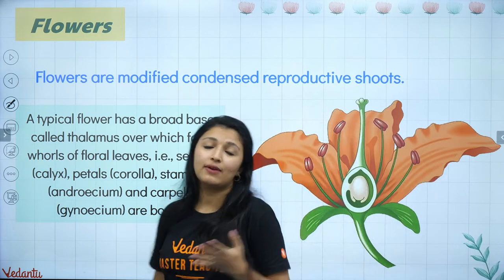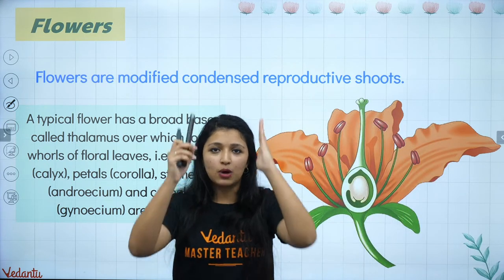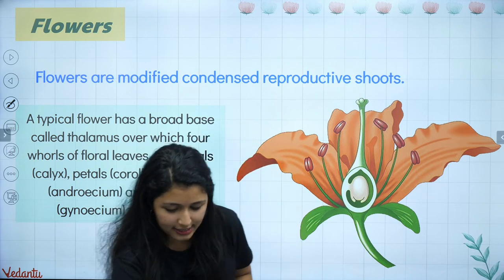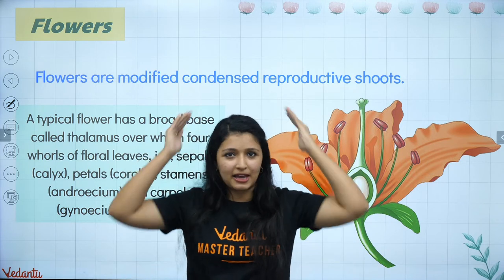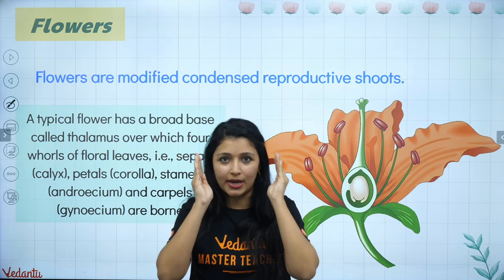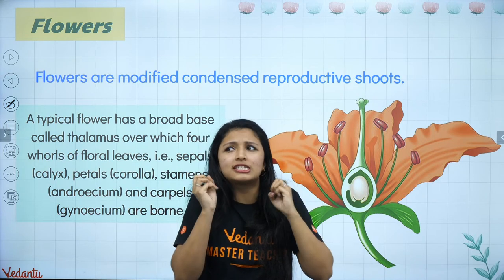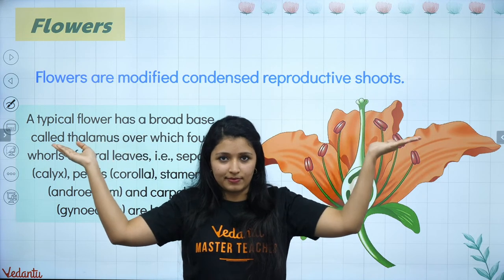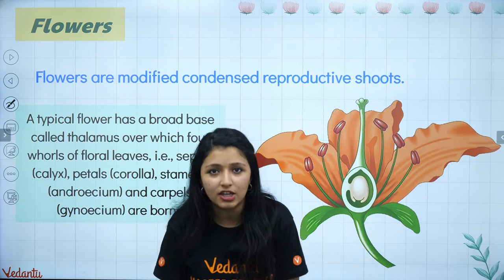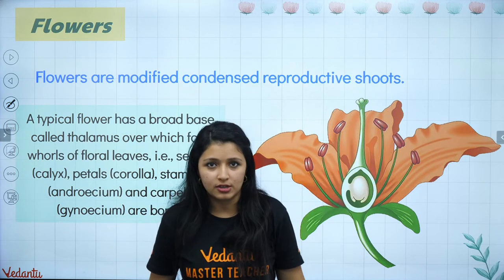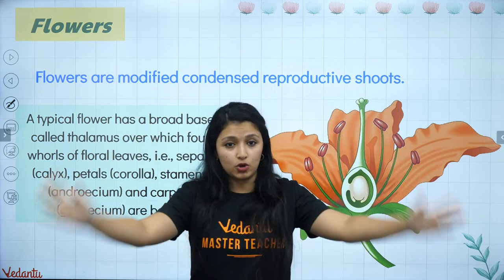Right. Now, flowers are modified condensed reproductive shoots. So, how are flowers formed? Normally, how is a shoot forming? I'll tell you. Normally, we have the apical meristem. It keeps growing and growing. At every node, it's supposed to make leaves, and we have the internodes. That is how it normally grows.